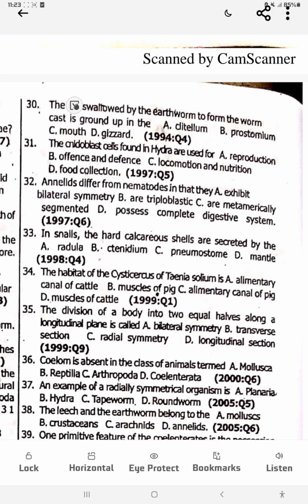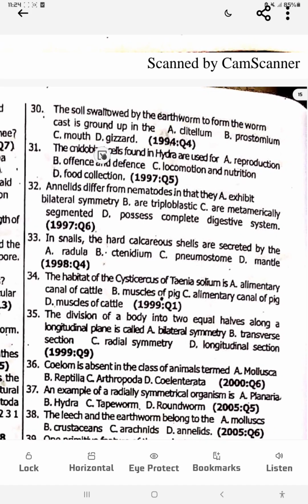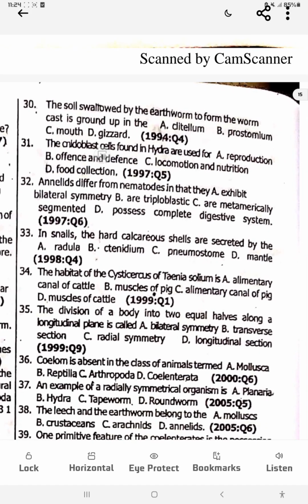30: the soil swallowed by the earthworm to form the worm cast is ground up in the gizzard. 30 is option D, gizzard. The same thing with your local fowl, all these chickens, they have one part called the gizzard. If you kill a chicken, that place is where you will see sand. That gizzard helps with grinding of some kind of foodstuff the animal eats.